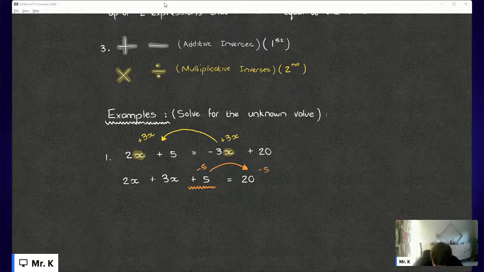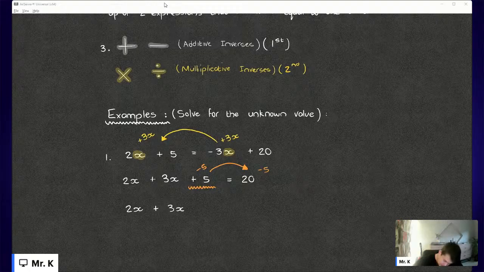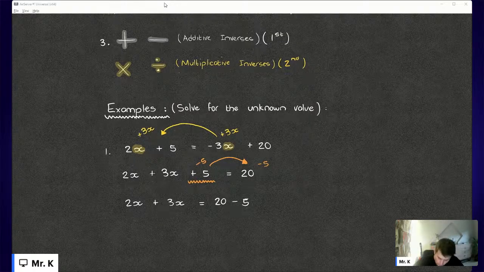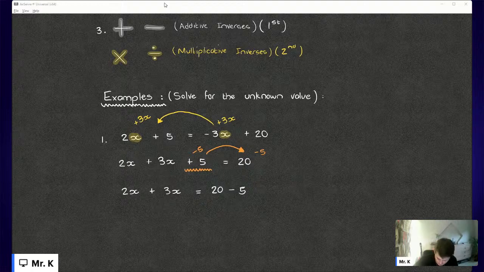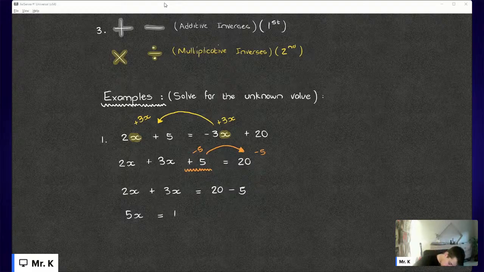So what would we have then, grade 8s? We would have 2x plus 3x. These 5s would cancel. And on the right hand side, I would have 20 minus 5. When we simplify the individual pieces, 2x plus 3x on the left hand side gives us 5x, and 20 minus 5 on the right hand side of the equation gives us 15.